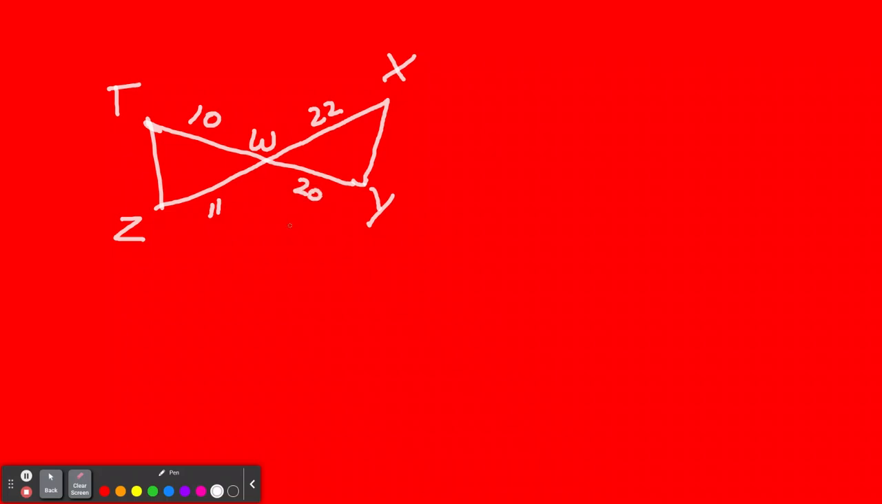So, if we're going to see if this is side angle side, we want to know that they have two sides congruent and they share an angle. Well, they already share an angle. Right here, they have a vertical angle.